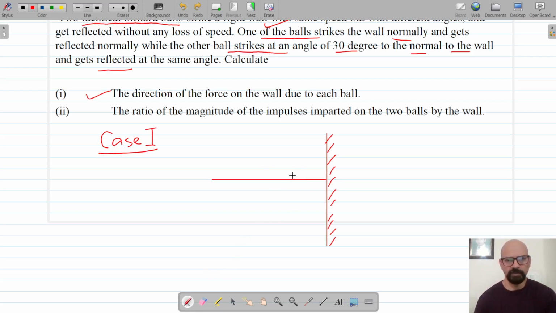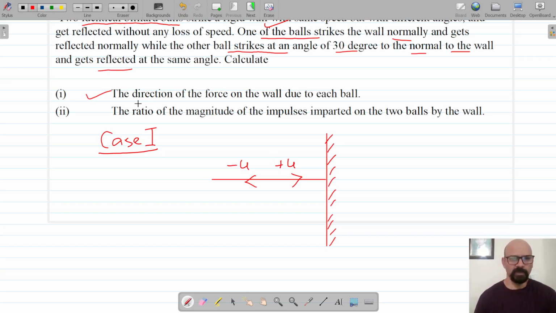So let's convert this speed into velocity. How do we convert the speed into the velocity? By giving them the direction. So the ball is reflected normally along the same path. Let's consider this speed as positive and this speed as negative. So we have converted the speed into the velocity.